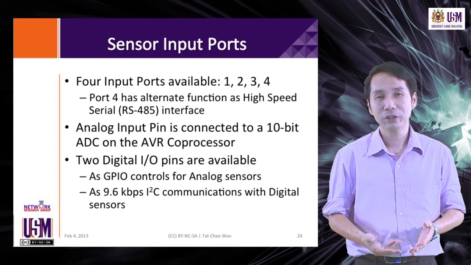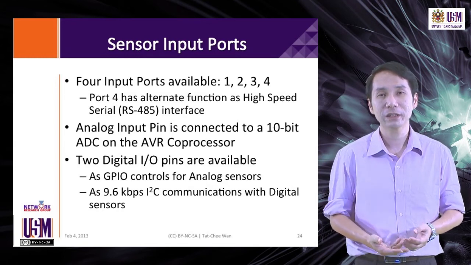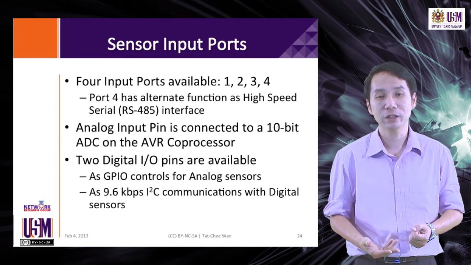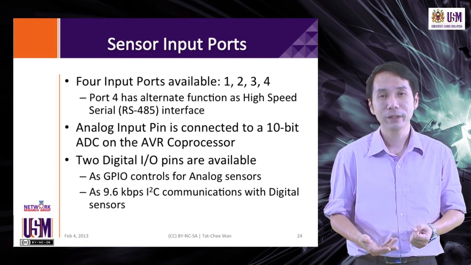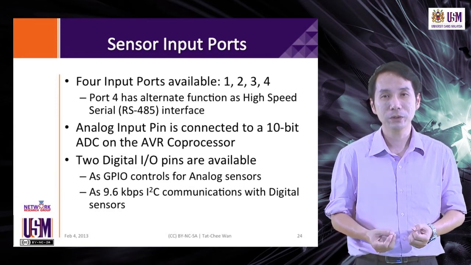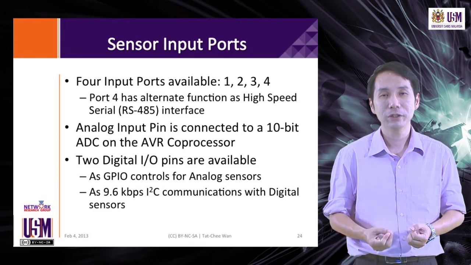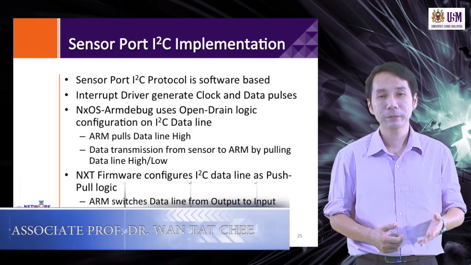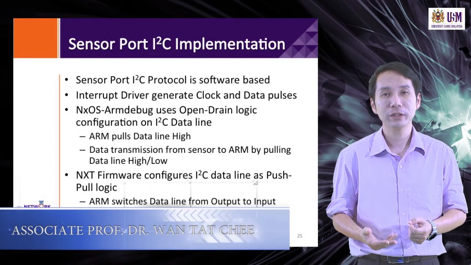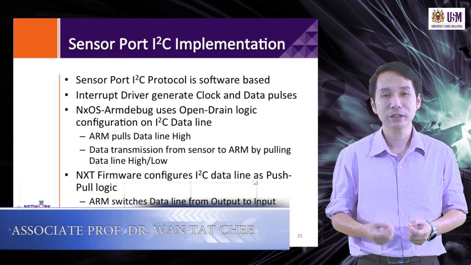Secondly, for digital sensors such as the ultrasonic sensor, it acts as a 9.6 kilobit per second I2C communications channel with these sensors. Now, this 9.6 kilobits per second is implemented using a software-driven output control on the various GPIO pins. As mentioned, the I2C protocol is software-based for interfacing to the sensors.